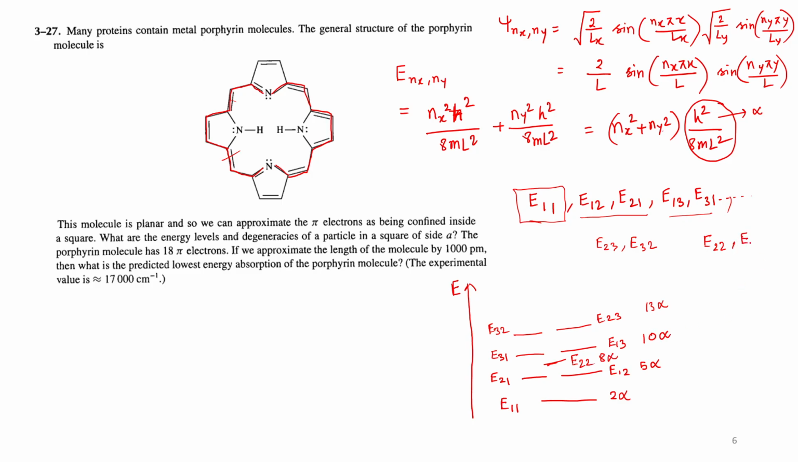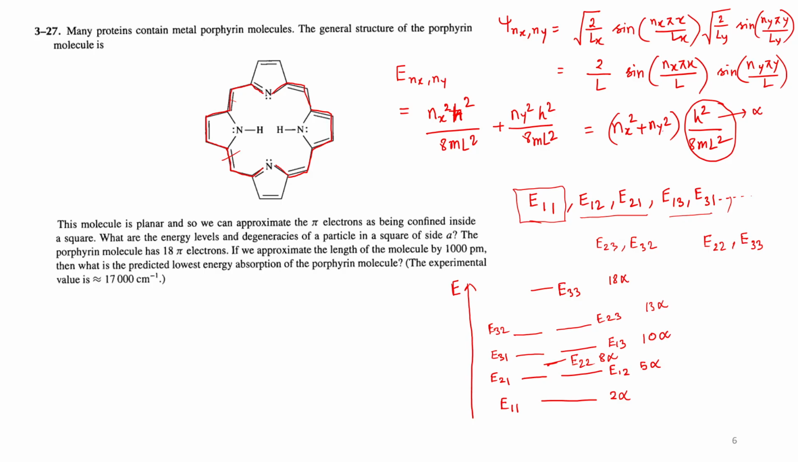We also can't forget E33. What will be the degeneracy? Only one. And the energy is 3 square plus 3 square, which is 18 alpha. So it will come somewhere after this. I'll just write E33 here, 18 alpha.